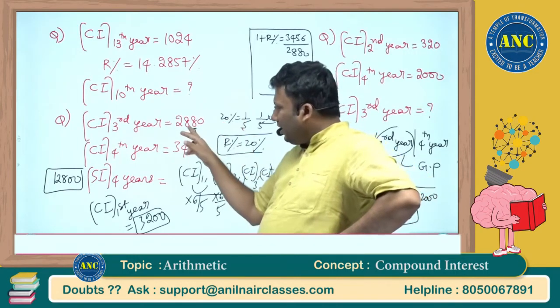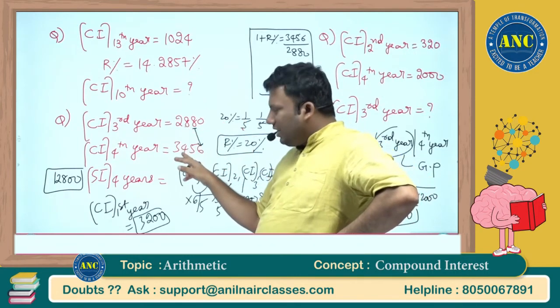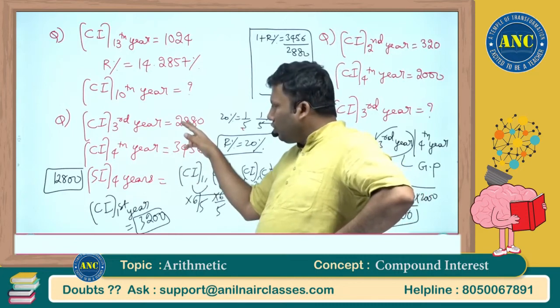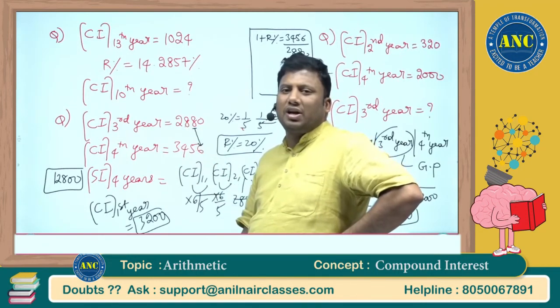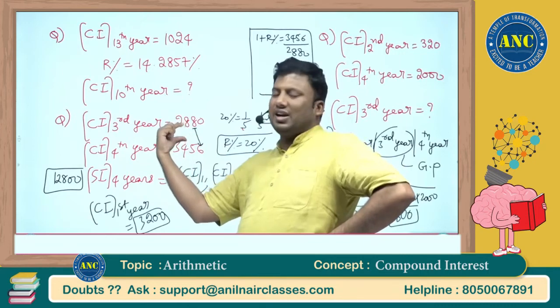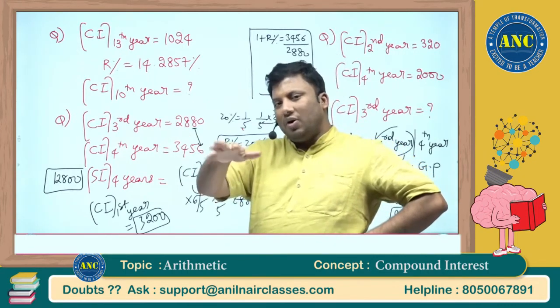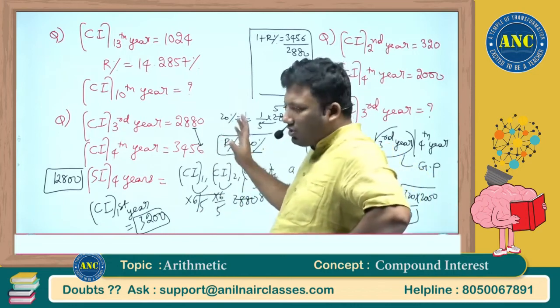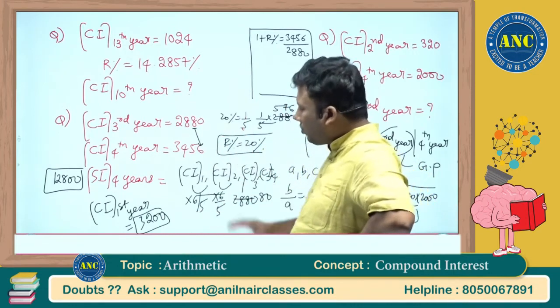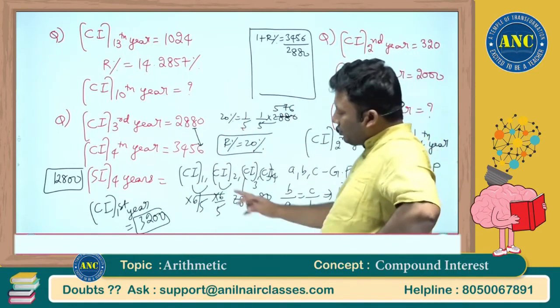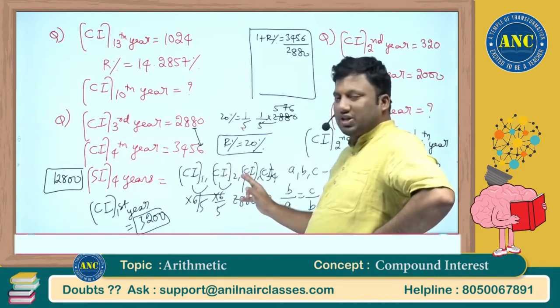See, approximately it is 2800 and 3400. The difference is 600. 600 out of 2800 is 200. The answer should be around 25%. So it has to be 20. There is no question of being 70. So into 6 by 5, into 6 by 5.